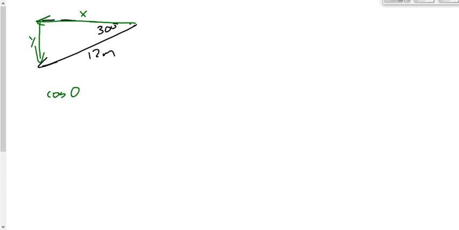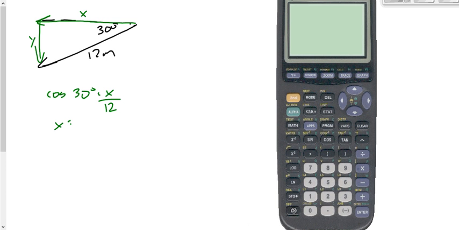Cosine theta is equal to adjacent over hypotenuse. The adjacent side of this triangle is not the hypotenuse, not the longest one, but it's the other one that's touching the angle. So we're going to say cosine 30 degrees is equal to X, or adjacent, over hypotenuse. X ends up being equal to 12 cosine 30. Let's do sine 90 on our calculator just to double check we're in degree mode. We are. 12 cosine 30 gives me 10.3923.